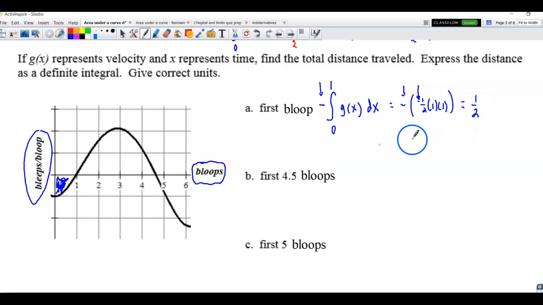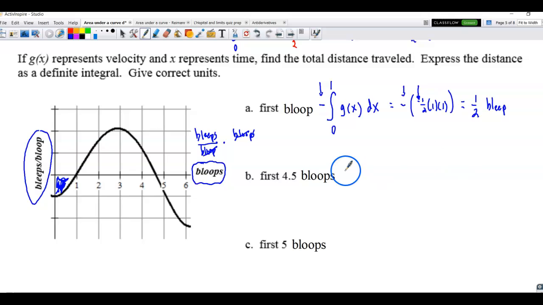Now let's think about the units. We have bleeps per bloop multiplied by bloops. So the bloops divide out, and that gives me 1/2 of a bleep. Very important that you understand the unit analysis and that you're able to come up with the units regardless of how nonsense they are.